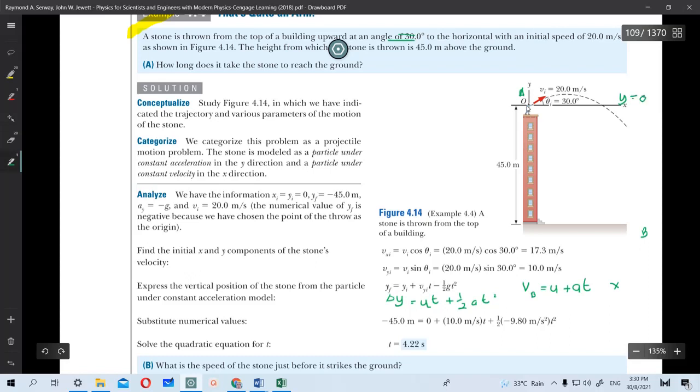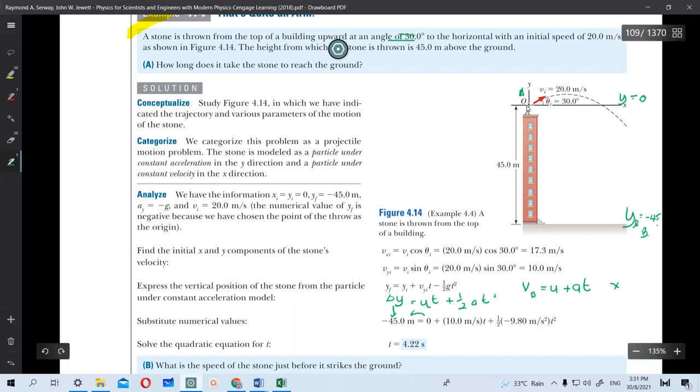Okay, this is 0. Hence, our final position would be negative 45. Negative 45, concept of vector. So notice that our delta y is now negative 45, because final negative 45 minus 0. The delta is final minus initial. So, negative 45.